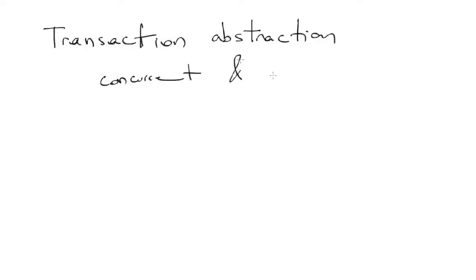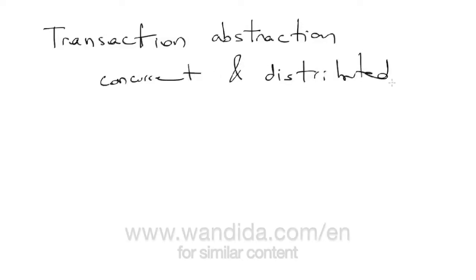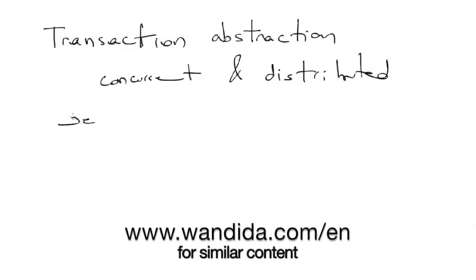The transaction abstraction is one of the most powerful tools in modern computing, namely concurrent and distributed computing. The goal of this video is to give an intuition of the underlying semantics. To illustrate the semantics of this abstraction, I will consider two simple computations.